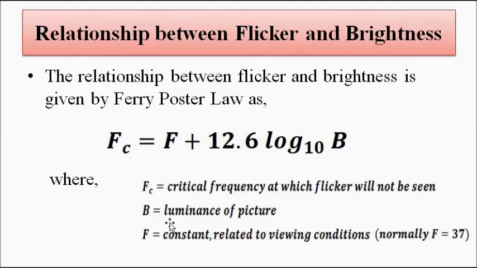It takes into account the various brightness levels and all of those things to give a constant value, normally taken as 37. So all of these parameters are taken care of to correspond to the critical frequency fc, so that the flicker effect can be eliminated.